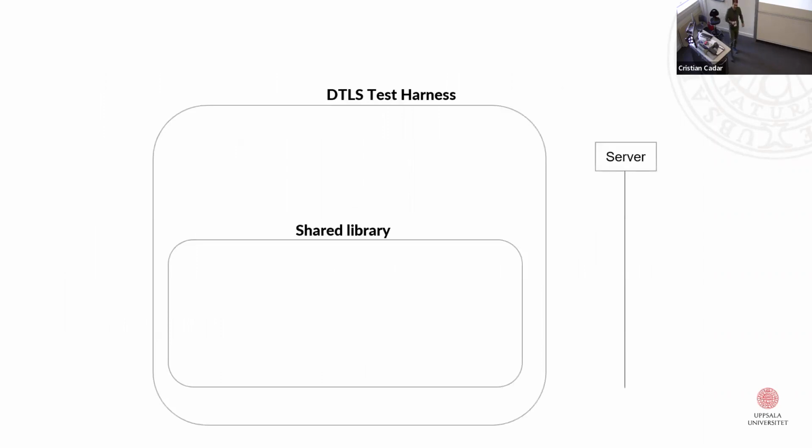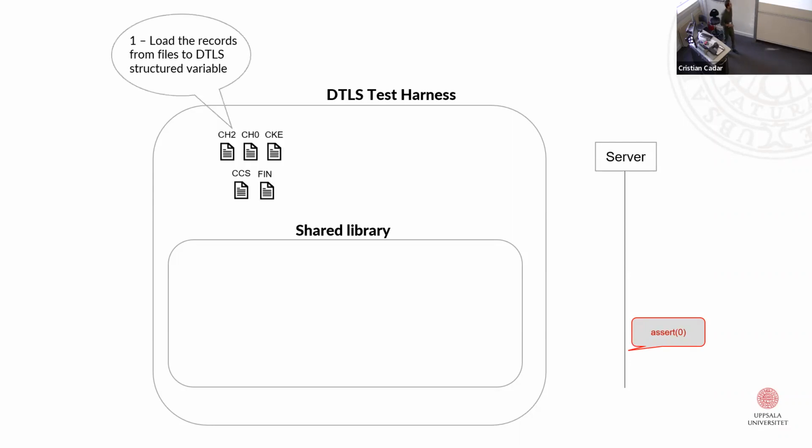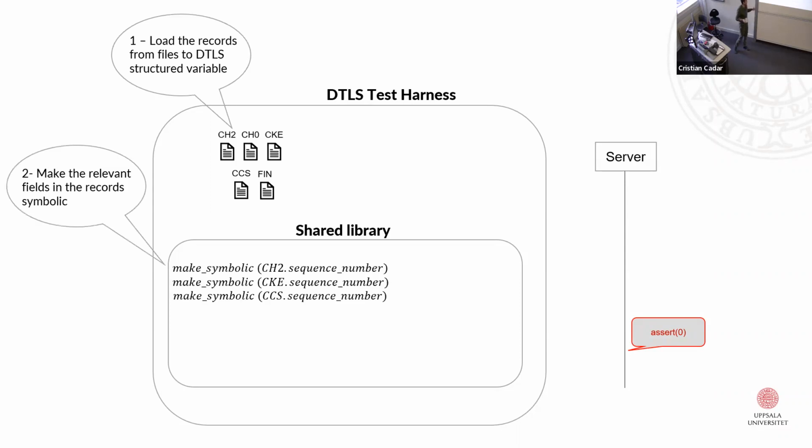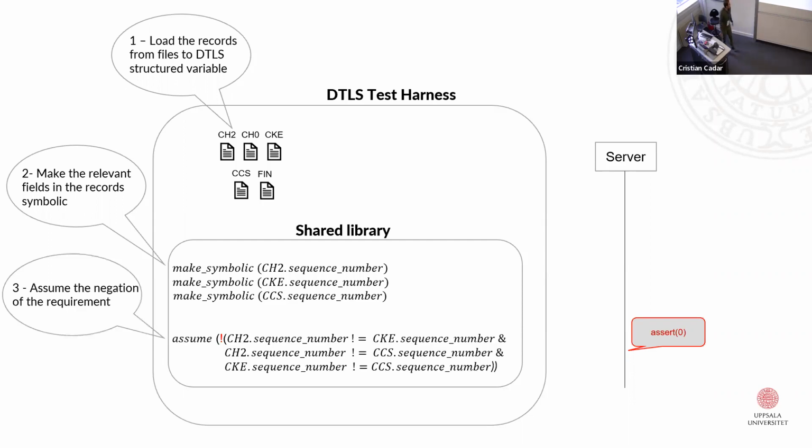Now that I have explained everything, we can put every piece together. If we want, for example, to test for this uniqueness requirement in a DTLS server, after building the test harness, formulating a requirement, and adding the failing assertion to the server where the handshake is about to complete, we start the following. First, the symbolic execution starts by loading the records from files into the DTLS structured variable. Then we make the relevant field symbolic, and as you can see here, only sequence numbers are made symbolic. Then we assume the negation of the requirement, meaning that the sequence number between these packets is not unique.